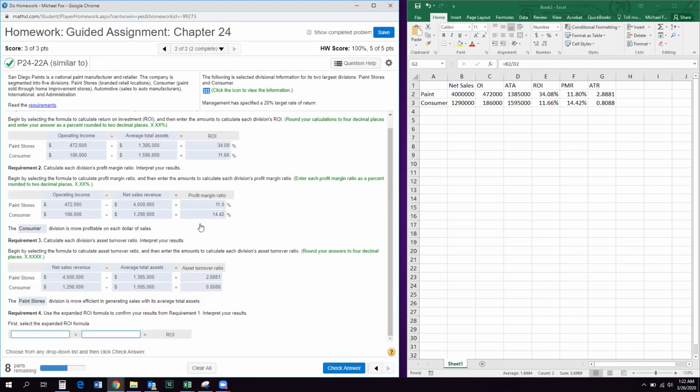All right, use the expanded ROI formula to confirm your results for requirement 1, and interpret your results. So our expanded ROI formula is just going to be our asset turnover ratio times our profit margin ratio equals ROI. So I'll just call this the expanded ROI, EROI. And so we would say that equals profit margin ratio times asset turnover ratio. And it should match our ROI computations from before, which it does, so that's good.